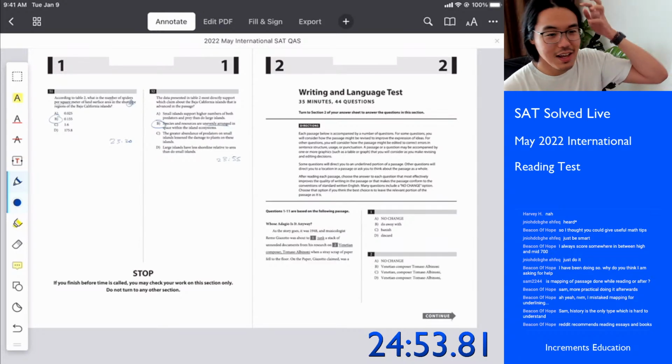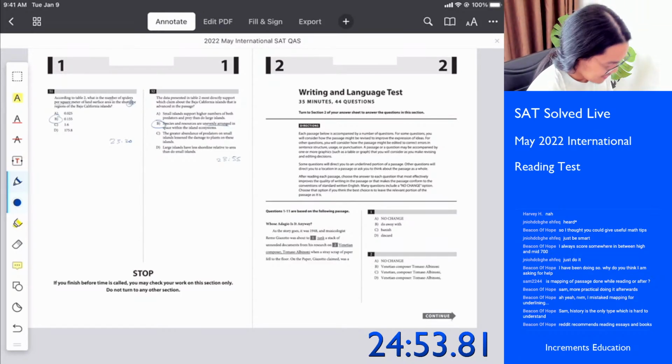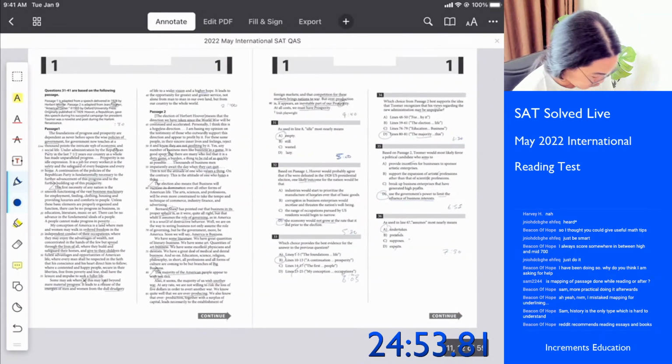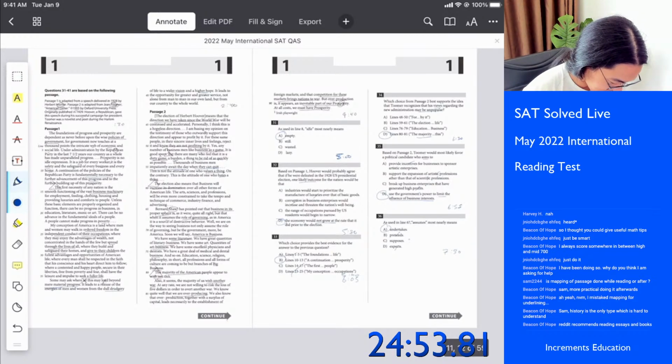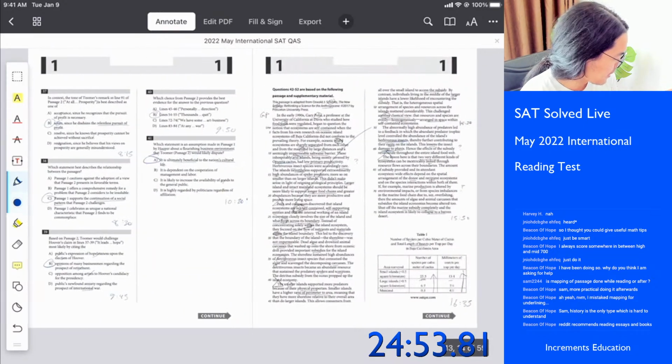Reading essays and books. Everyone recommends reading, and it's accurate. It will improve your reading. It's just not precise. It's not quite the problem that everyone's having.